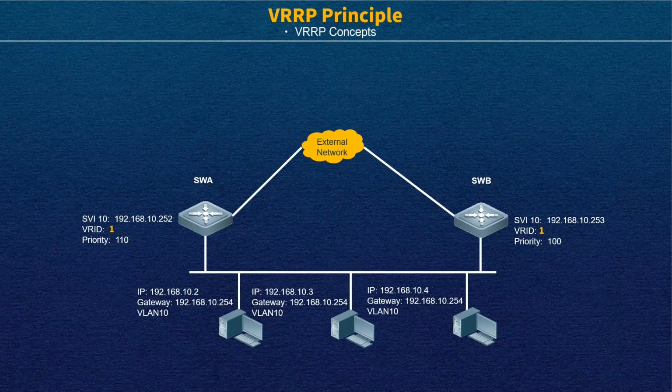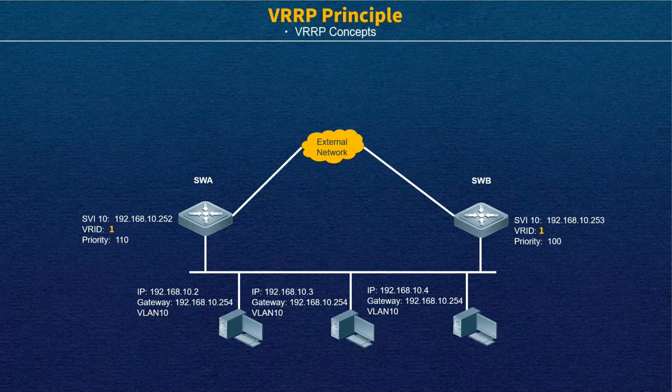We also have some principles. First, compare the priority. A higher value is better. For example, you can use a command to change the priority of switch A to 110. The default value is 100. This is the function of the priority. Of course, by default, if you don't change the priority, the values of switch A and switch B will be the same. Then you can compare the IP address, because the IP address is unique. A higher IP address value is also better.